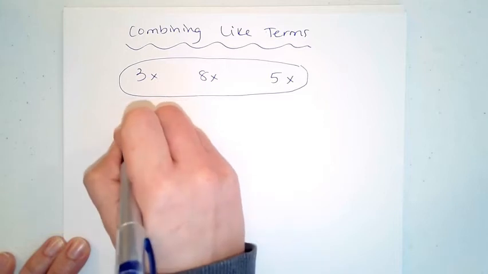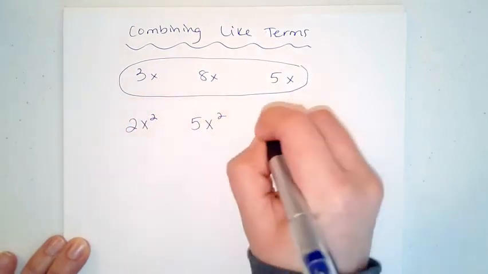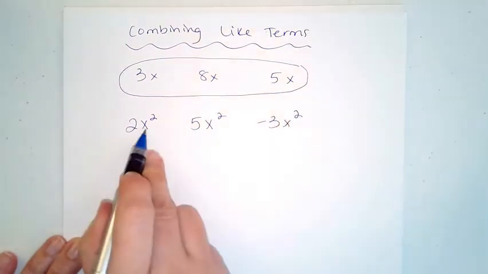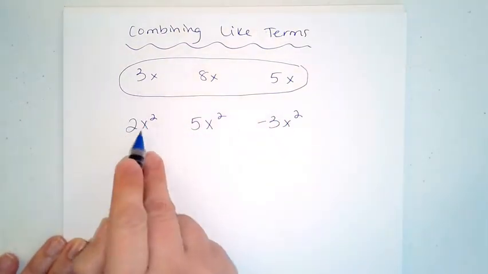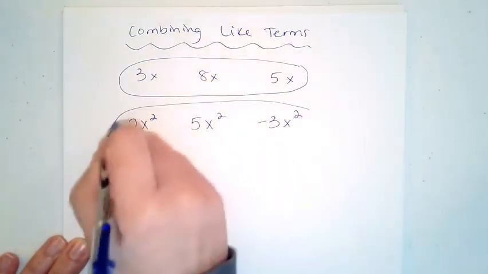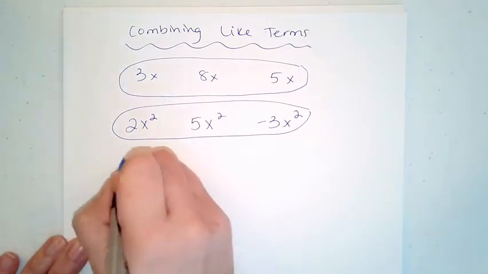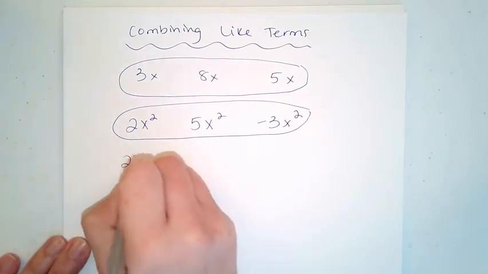What if we had 2x squared, 5x squared, and negative 3x squared? Well, those all have an x, but these are x squared. So these are not like terms with those. They're like terms by themselves. Okay. Here's another one to look at.